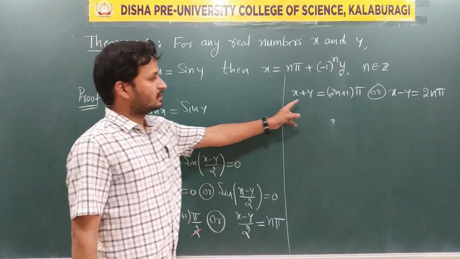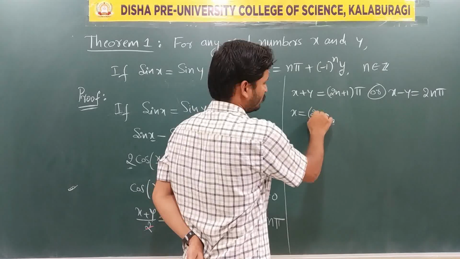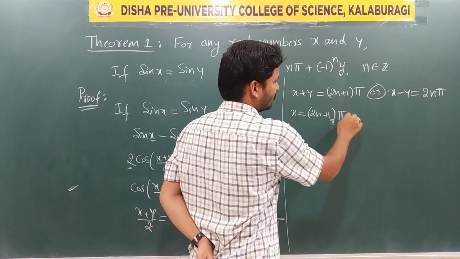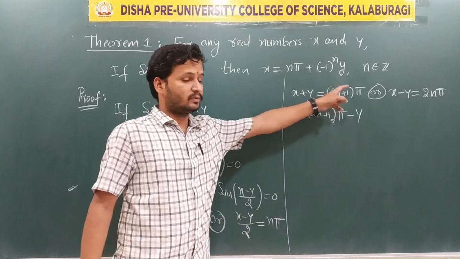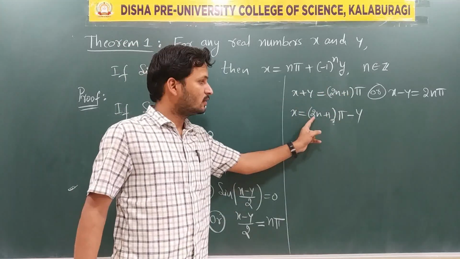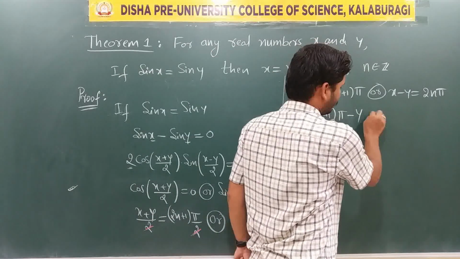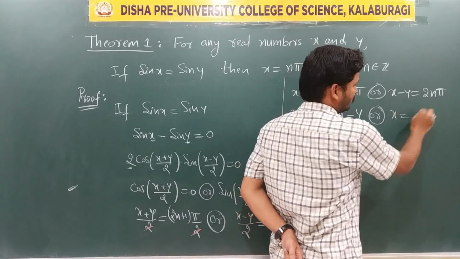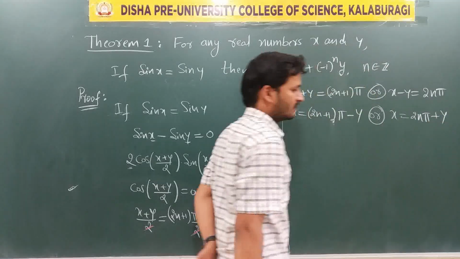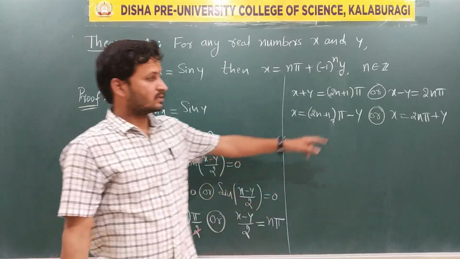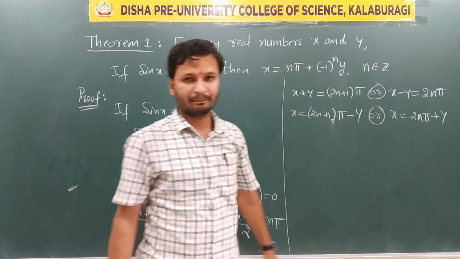Take plus y to that side. So here x equals (2n plus 1) pi, and plus y becomes minus y, taking it to the right side. So x equals (2n plus 1) pi minus y. Similarly here, or x equals 2n pi, and minus y becomes plus y after shifting to that side. So x equals 2n pi plus y.